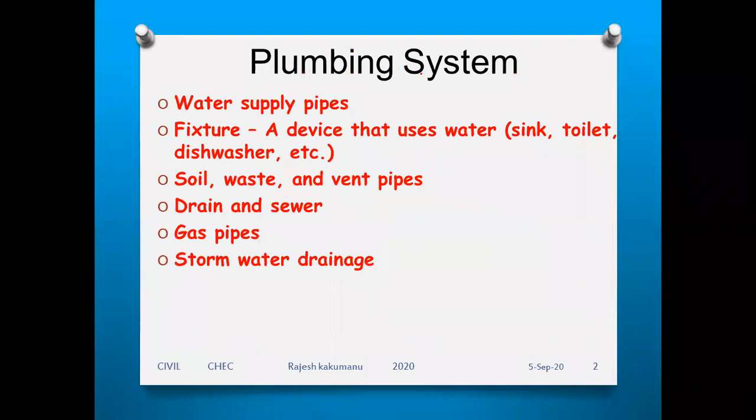So if you see the systems of plumbing, what are the things generally we have in the systems of plumbing? If you get a question, write short notes on systems of plumbing, or explain any one, you have to start with the water supply pipes. Generally pipes play a major role in the plumbing system. Water is the primary thing, and the other accessories are the pipes, your fittings and the fixtures. So the water supply pipes are the first plumbing system.